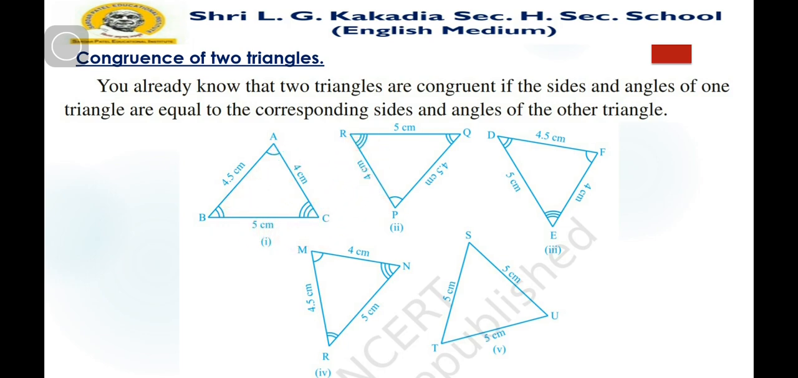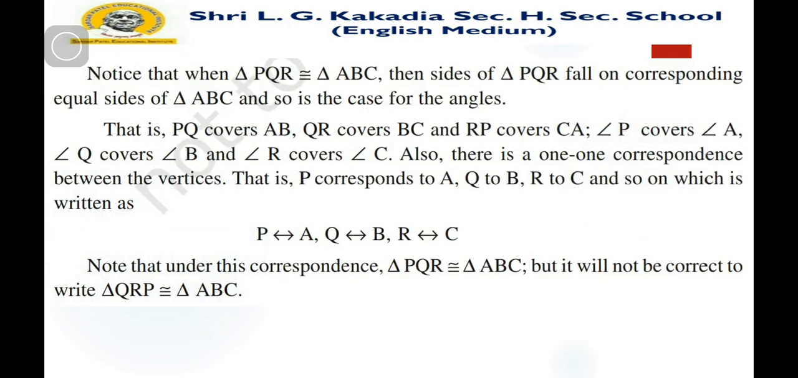Now how can we write the pair of congruent triangles? For that, here you can see that AB is equal to the corresponding side QP or PQ. Here you can see that AB is corresponding to side PQ. Then BC is corresponding to side QR, and AC is the side corresponding to PR. Now by that way we can say how we can write the pair of two triangles as congruent.